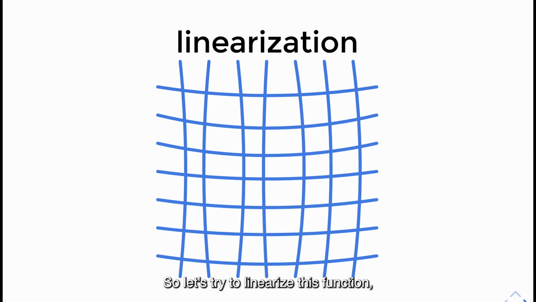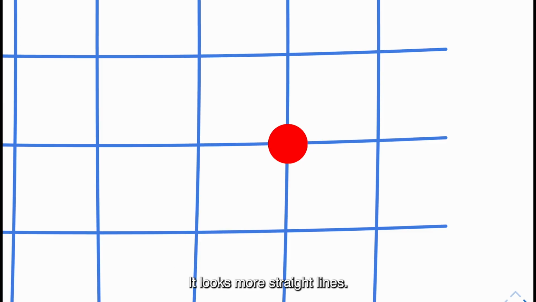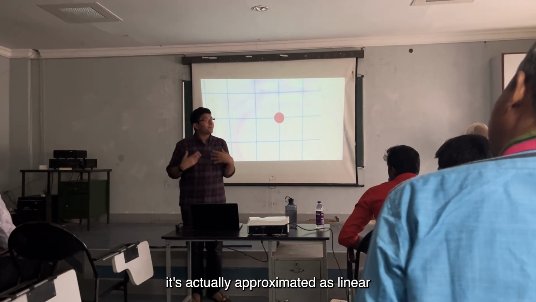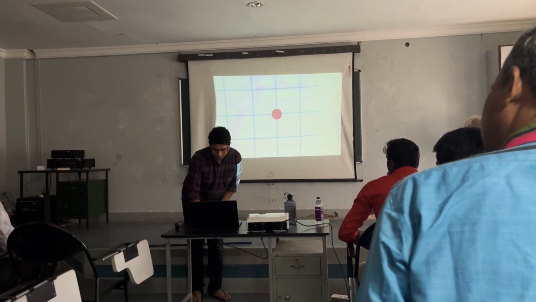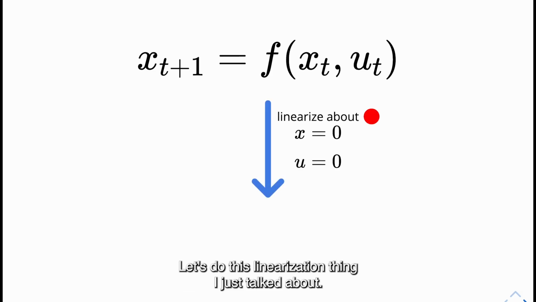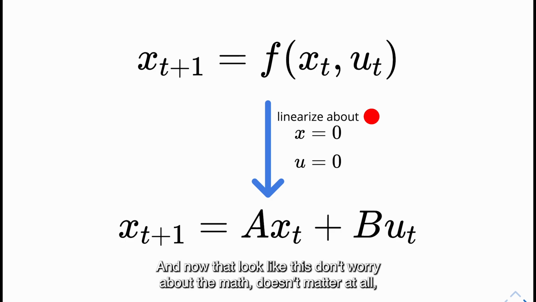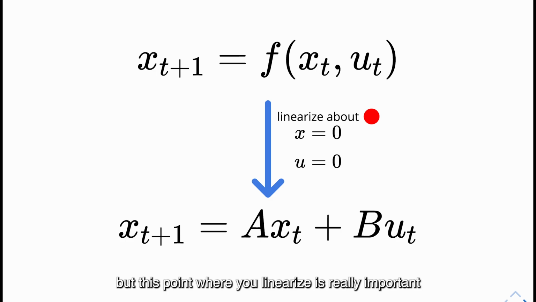So let's try to linearize this function. Take the nonlinear function, make it linear. So if we pick some point right there, and we say, I want to be linear about that region. When I zoom into that point, doesn't it look kind of like a grid? It looks more like straight lines, right? So in the region right around that point, it's actually approximated as linear. So this was our original function. Let's do this linearization thing I just talked about, pick some point and linearize it, and now it'll look like this. Don't worry about the math, it doesn't matter at all. But this is a core idea of linearization, really important.